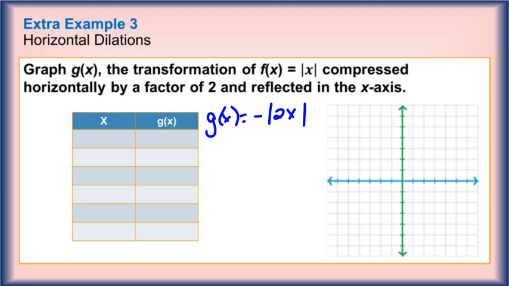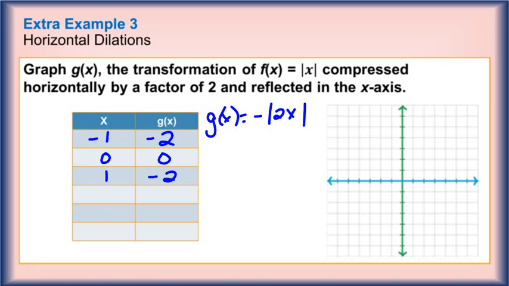Now if I choose the same numbers, I'm going to do -1, 0, and 1 here. If I put a -1 in for x, -1 times 2 is -2. Absolute value of -2 is 2 times a -1 gives me a -2. 2 times 0 is 0. Absolute value of 0 is 0 times -1 is 0. 2 times 1 is 2. Absolute value of 2 is 2 times -1 is -2.